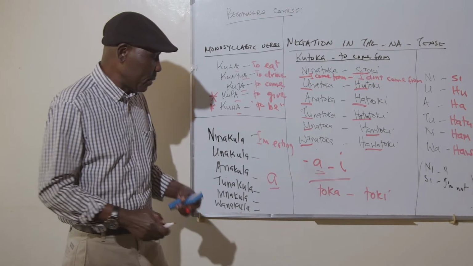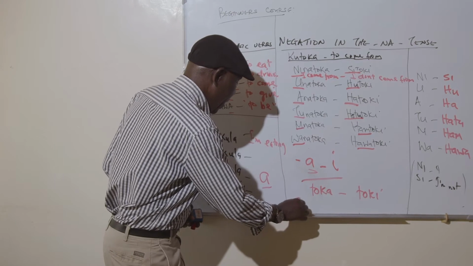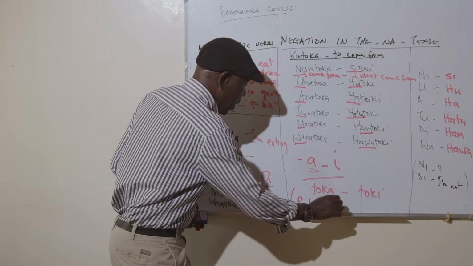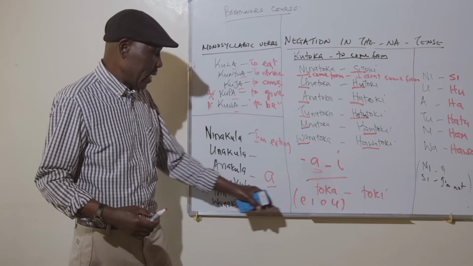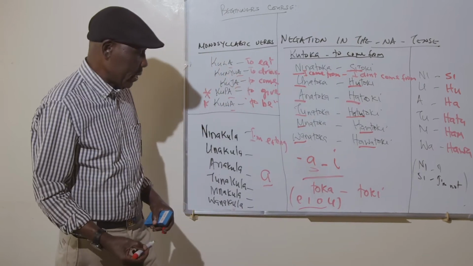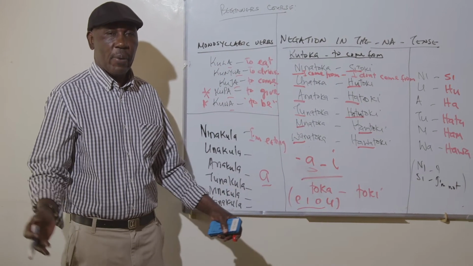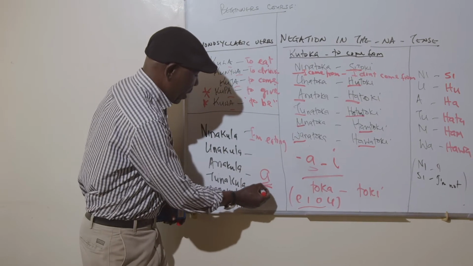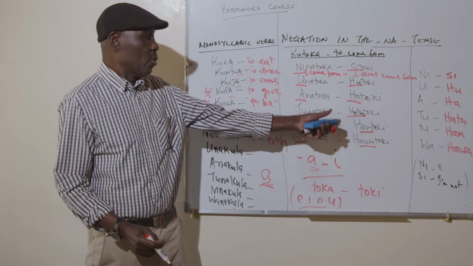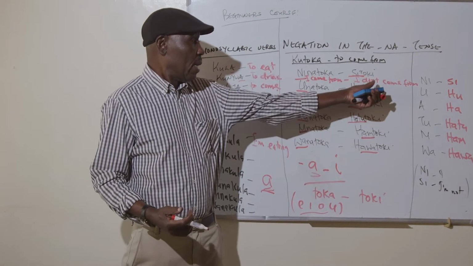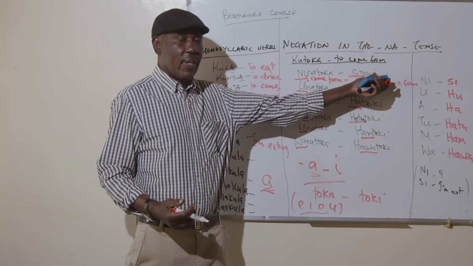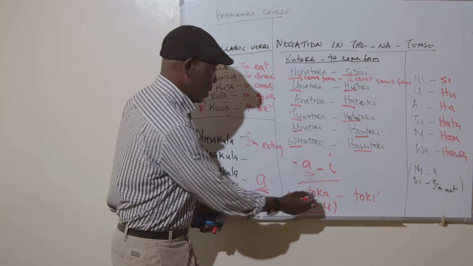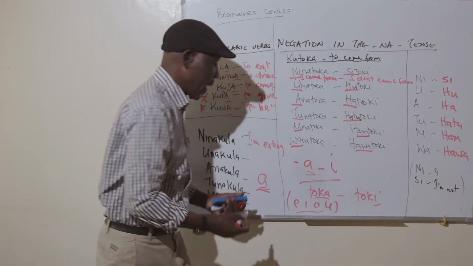We have other verbs that end in a, e, o, or u. If you come across verbs that end in these vowels, then these are Arabic verbs, but we shall talk about that later. Basically, I'm still talking about the verbs that end in a. If you negate them in the now tense, you end up having suffix e. So toka becomes toki.